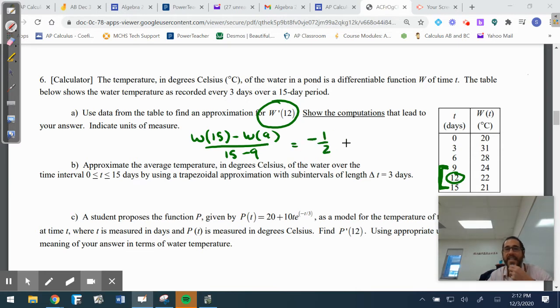Now it says to indicate your units of measure. Well, if you look at this, these are my W's on top, which is degrees Celsius over my days. That is the rate of change. It is going down. The temperature is decreasing -0.5 degrees Celsius per day.